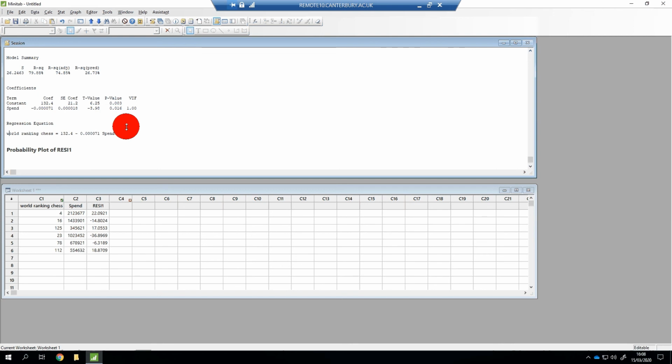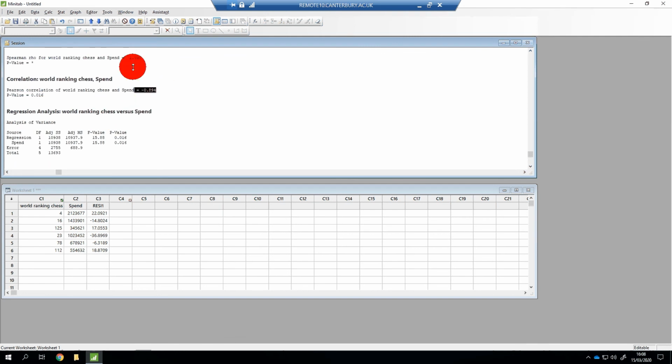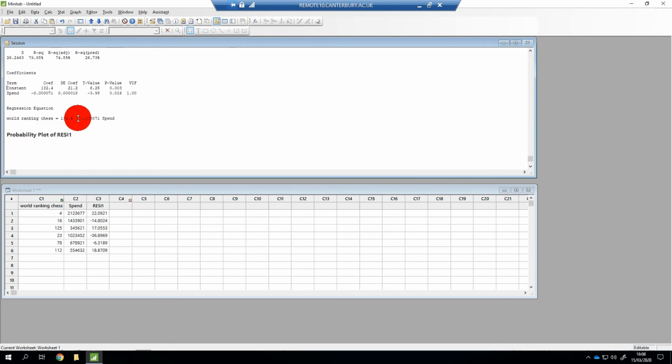Now what you'll notice here is that the value here, minus 0.000071, that's a gradient of the straight trend line. It's a negative value. Just like our value up here was negative, indicating a negative relationship, so is the slope of our trend line, a negative slope. Meaning the more you spend, the smaller the number that reflects your world ranking, so you're going up in the rankings. Okay? So with this equation, you could calculate any world ranking. You could predict your world ranking.